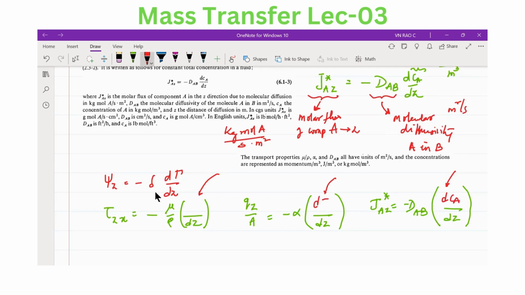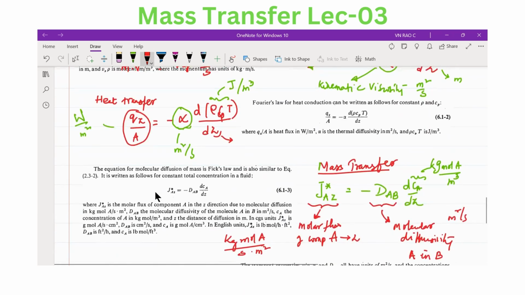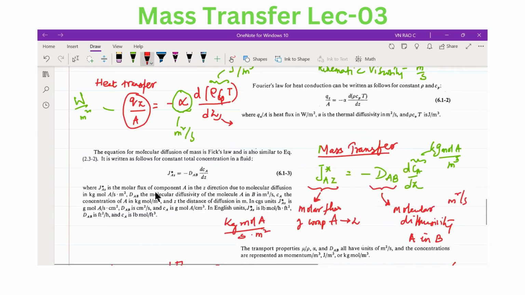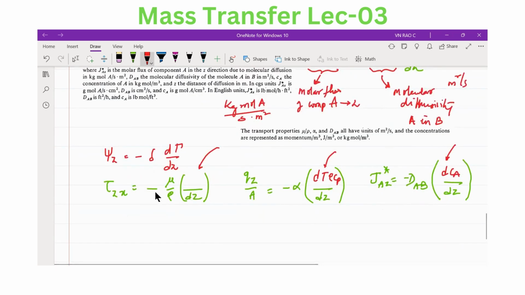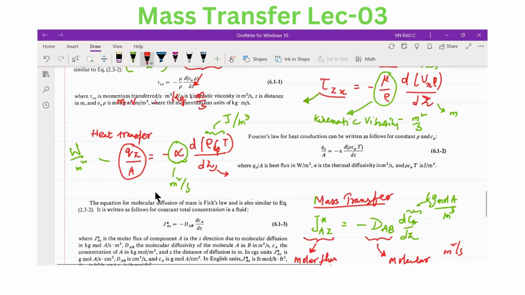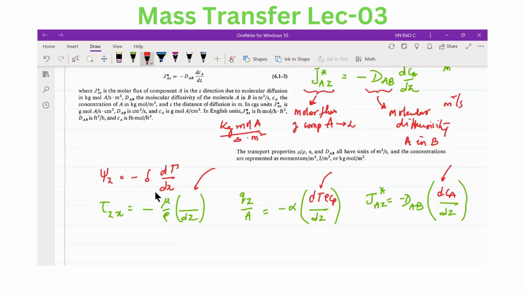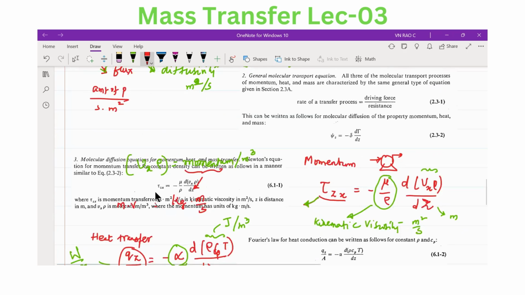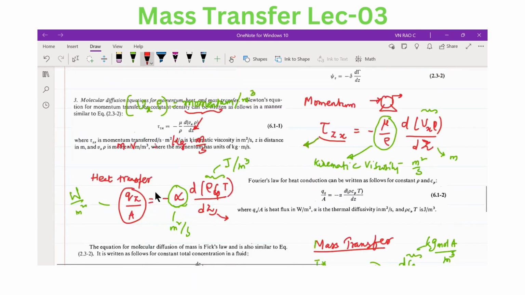If you write dT, that means temperature gradient, along with rho Cp. Let us see that rho Cp T. And here you write momentum per meter cube, so this is Vx into rho. I think I'm making some sense, right? Which is nothing but momentum per meter cube.